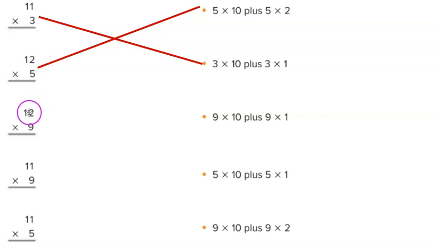Let's look at this next one. 12 times 9. We're going to decompose or break apart the 12. So I'm going to first do 9 times 10. Hey, I see a 9 times 10 right here, but I also see 9 times 10 down here. So the next part is going to be 9 times 1 or 9 times 2. Well, if our first factor is 12, that means that we're going to have to do 9 times 10 plus 9 times 2, because 10 plus 2 is equal to 12.